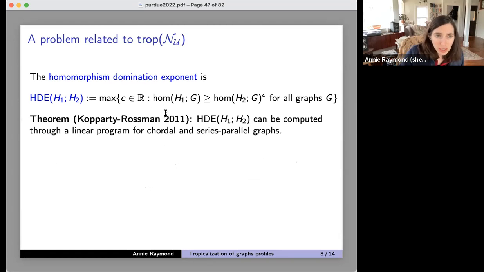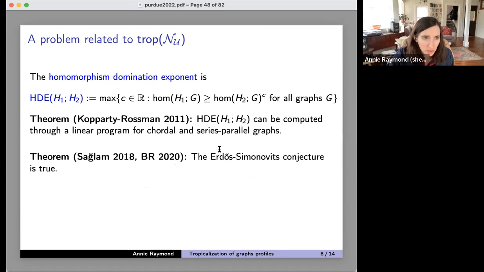So in 2011, Kopparty and Rossman showed that the HDE can be computed through a linear program if H1 and H2 are both chordal and series parallel graphs. So that's very nice. Linear programs are easy. And they wrote what the linear program is. So that's wonderful.